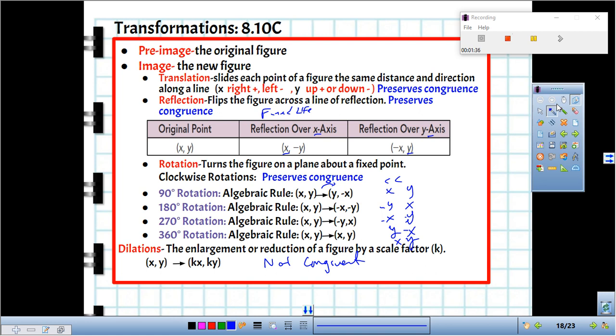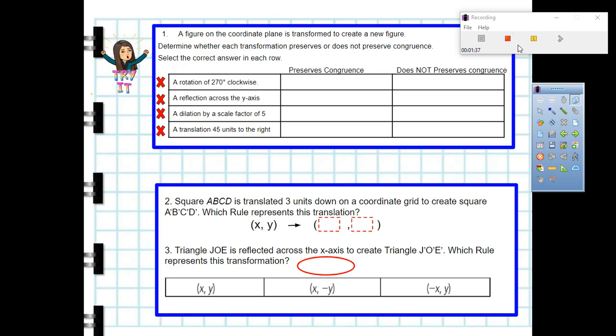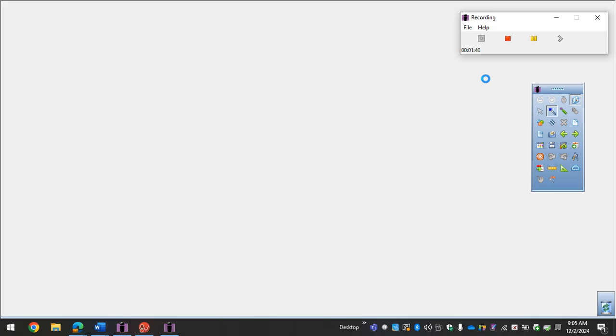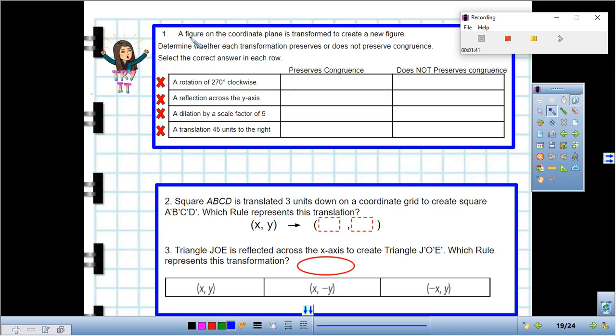And let's just go to the slide. Let's do the next page. Okay, this is going to be for you. A figure on the coordinate plane is transformed. Determine whether its transformation preserves congruence or does not. Rotation, reflection, translation, all preserve congruence. Dilation is the only one that does not.